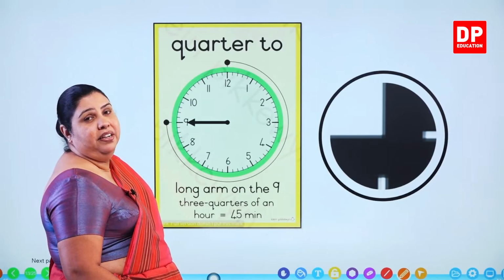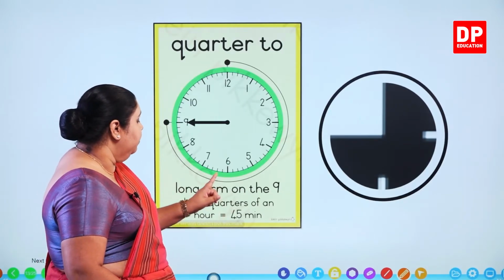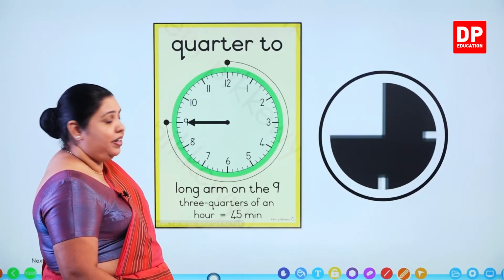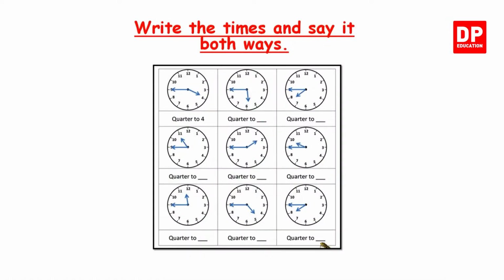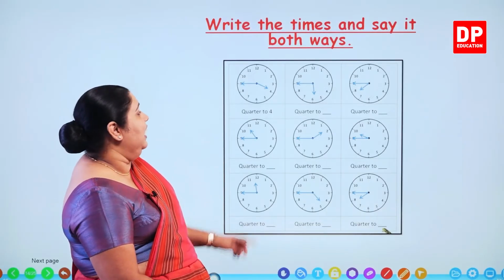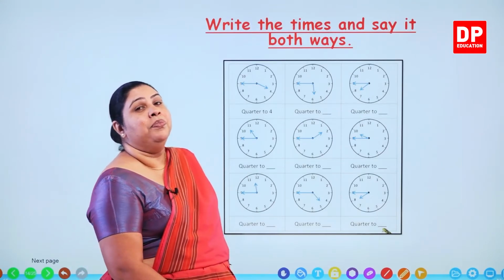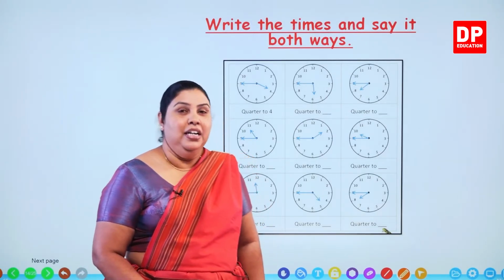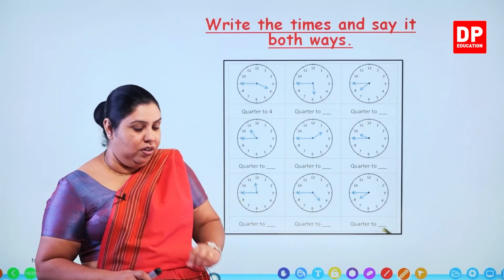45 minutes. We say we have passed 45 minutes, right? So let's see what we have to do here. Write the times and say it both ways. What is it? Now there is another new thing that you have to learn. Now can you remember? Look at the clock once again.